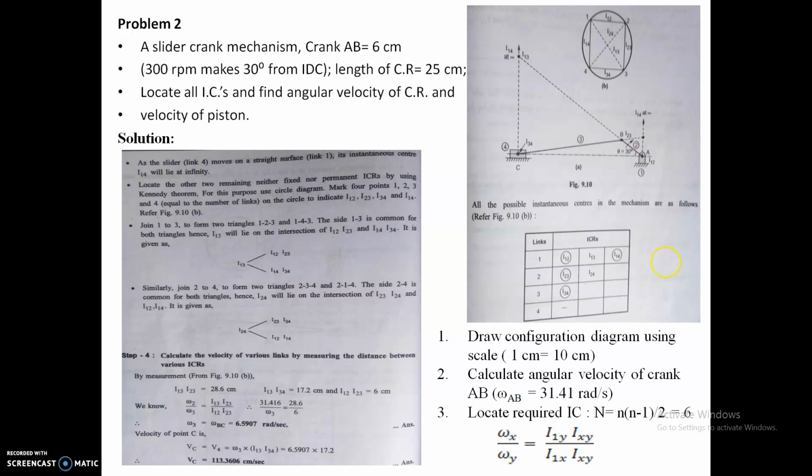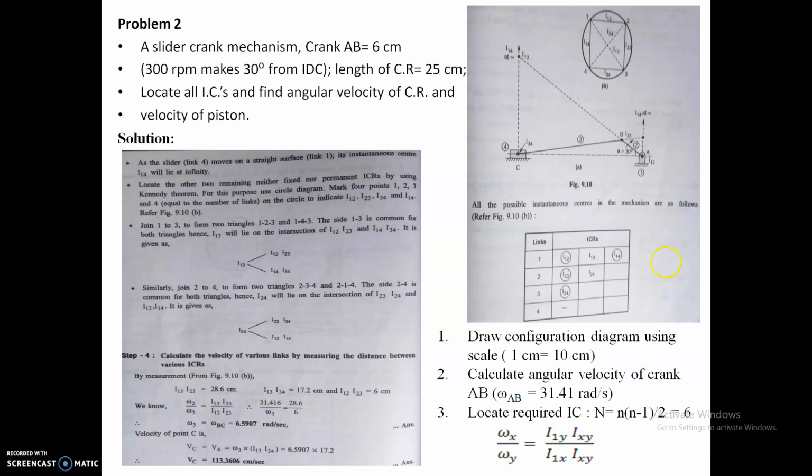For locating these two ICs, some steps are given by Kennedy, and you have to follow them. First of all, you draw a small circle, then you write down the number of links on the circle, 1 2 3 4, and whatever ICs are possible to locate by observation, you connect by a dark line. So IC 1 2, I have connected by the dark line. Then links 2 and 3, links 3 and 4, and links 1 and 4.